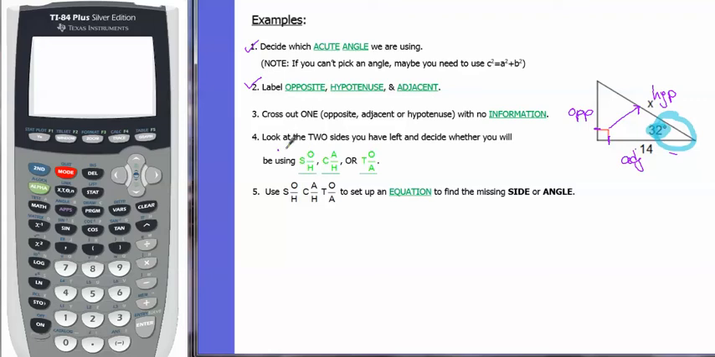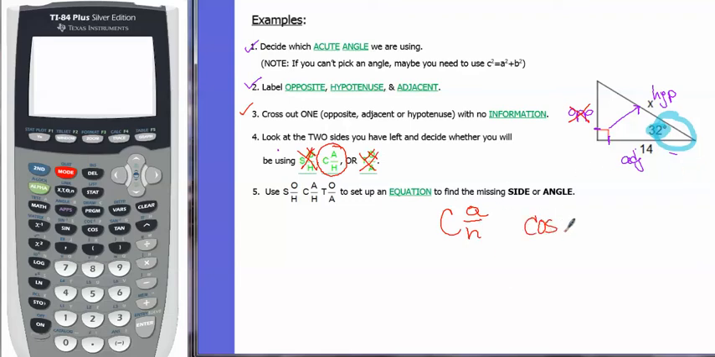Next, I'm going to cross out the one that I don't need. So if I look, or no information, the hypotenuse has an X, the adjacent has a 14, and this opposite has nothing. So I'm going to go ahead and cross it out. Now, what do I have left? I crossed out my O, so I'm going to cross out everything in SOHCAHTOA that has an O. And what am I going to be using? CA, or cosine. And what does it stand for?